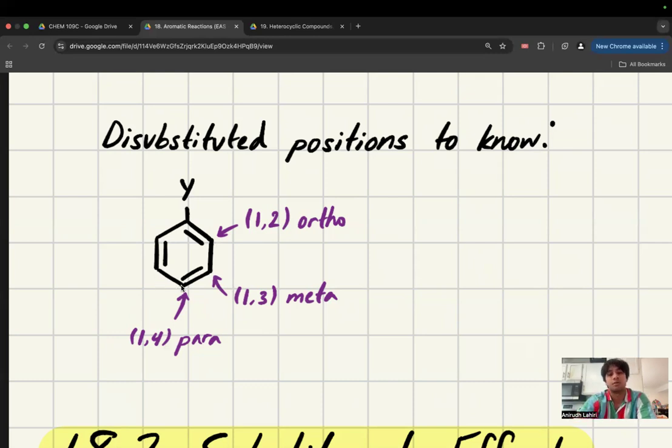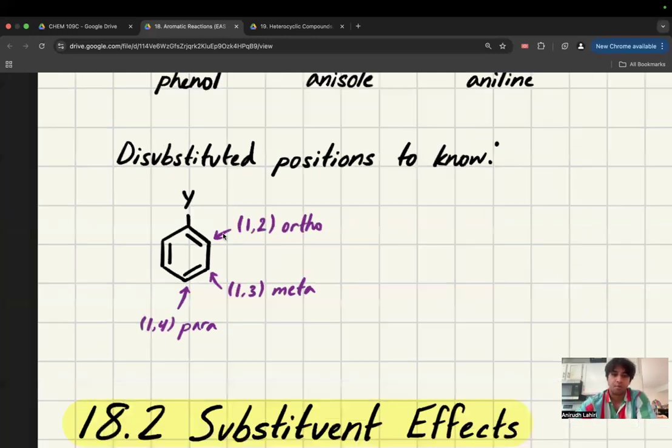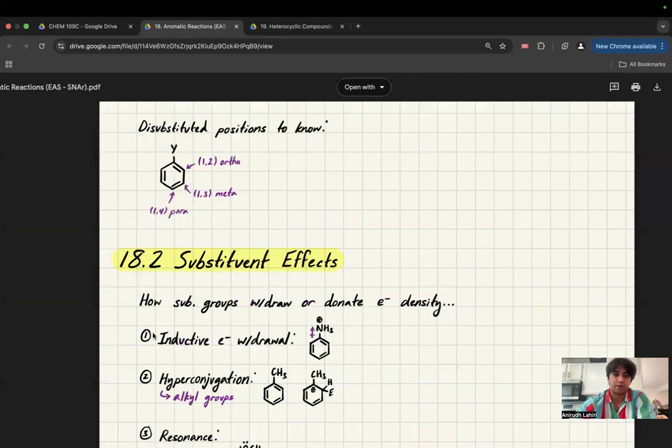And you'll find that ortho and para share general trends and modes of reactivity. Specifically, when you want to choose a position, generally you either choose meta or you choose ortho and para. And it has to do with the resonance structures, which we'll get into a little bit later on. But yeah, let's get right into substituent effects.